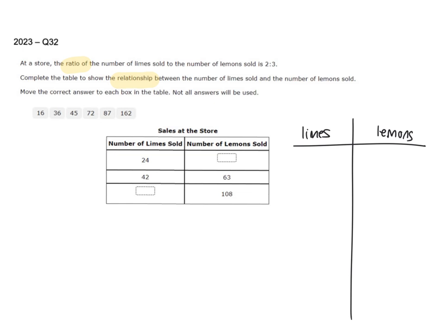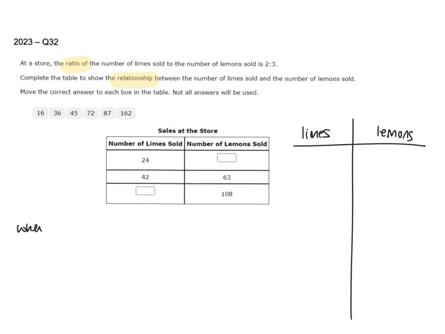Okay, sounds good. I'm also going to take a second here to rephrase the question as statements. So when 24 limes are sold, blank lemons are sold. When blank limes are sold, 108 lemons are sold. That'll help me be sure I actually answer the intended question.